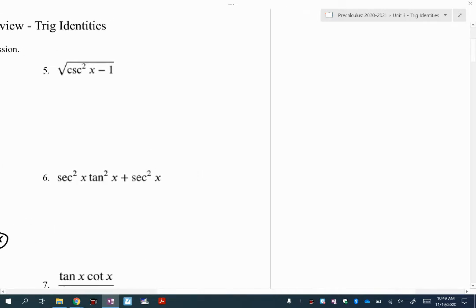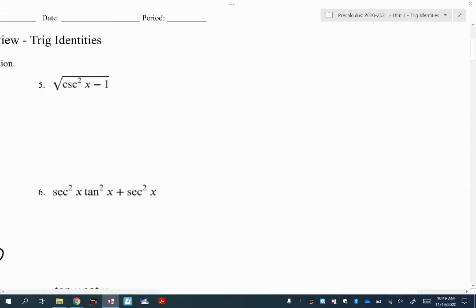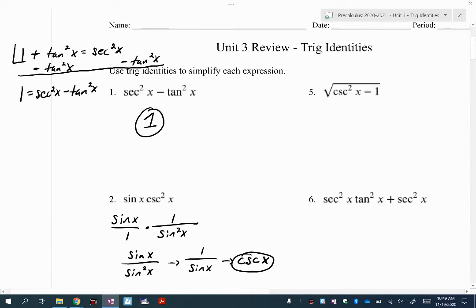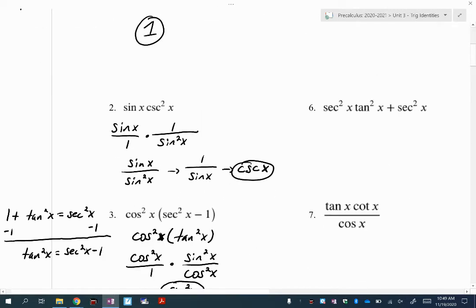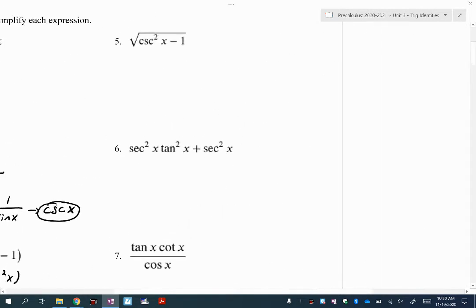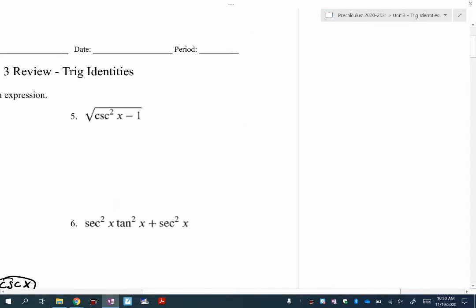Number 5 says the square root of cosecant squared x minus 1. So there's another Pythagorean identity which we haven't used yet. We've already used 2 of them, right? In number 1 we used 1 plus tangent squared x equals secant squared x. So that's one of them. We've also used sine squared x plus cosine squared x equals 1. So that's another identity. The third Pythagorean identity is 1 plus cotangent squared x equals cosecant squared x.